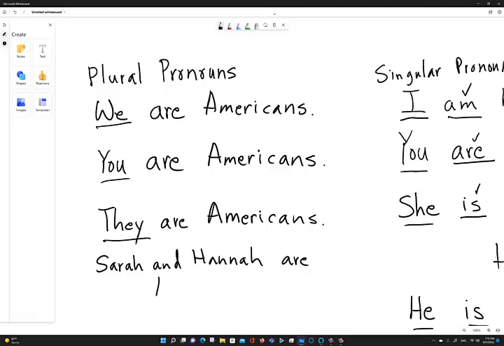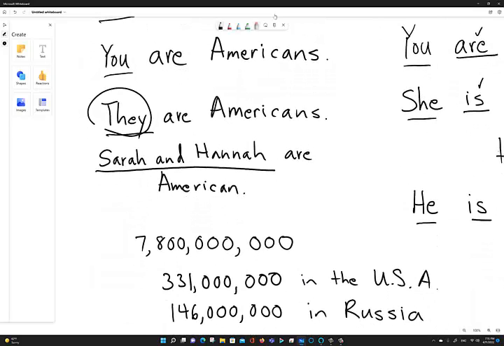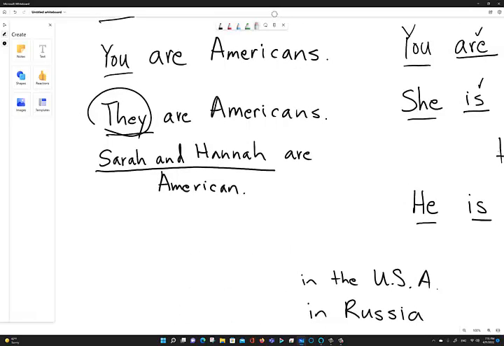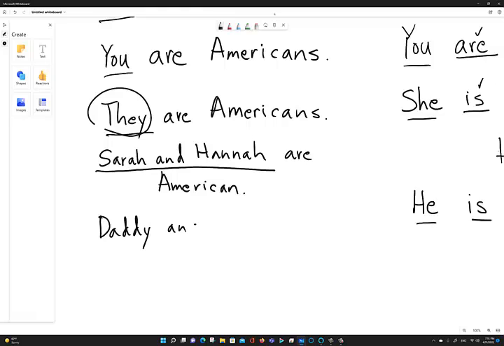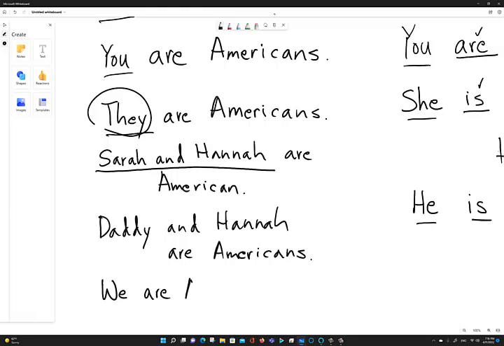Let me backtrack. If I want to say Sarah and Hannah are Americans, and I want to substitute Sarah and Hannah with a pronoun, I use the word they. Sarah is not here, right? But Daddy, me, and you are here, right? If I say Daddy and Hannah are Americans, we say we are Americans.